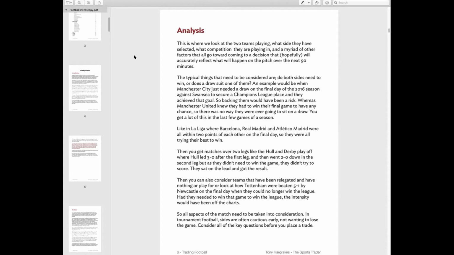When I'm looking at analysis, the typical things I do that need to be considered are: do both sides need to win, or does a draw suit one of them?